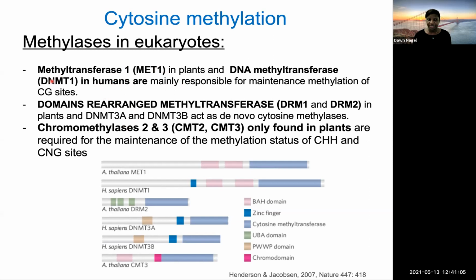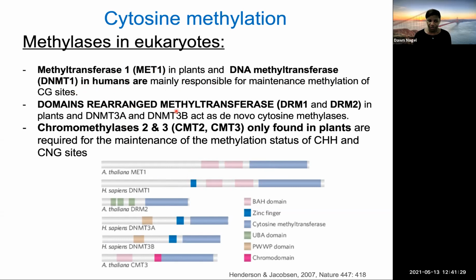So MET1 and DNMT1 is the methyltransferase that's mostly responsible for maintaining the methylation of CG sites. And if you look at these 2 proteins, you can see that they're highly similar, right? So the gray and the pink are things that are shared between the 2, okay? So they're highly similar.